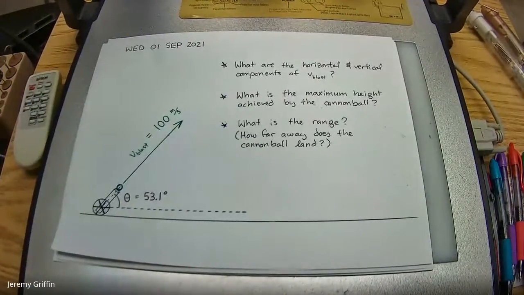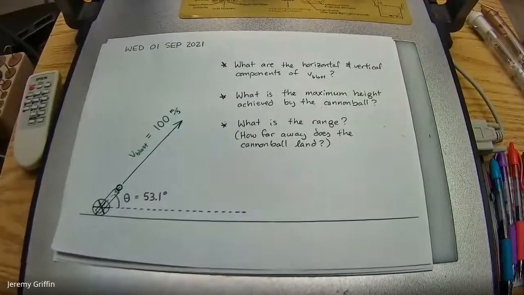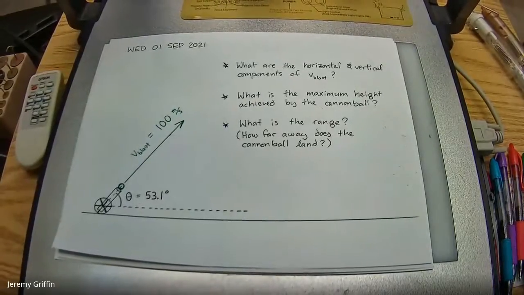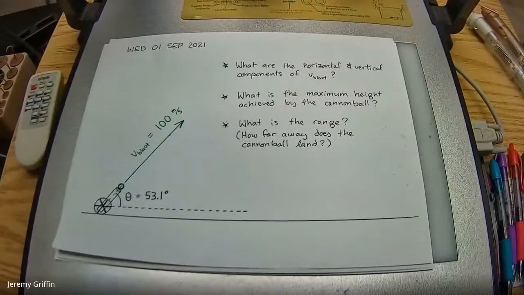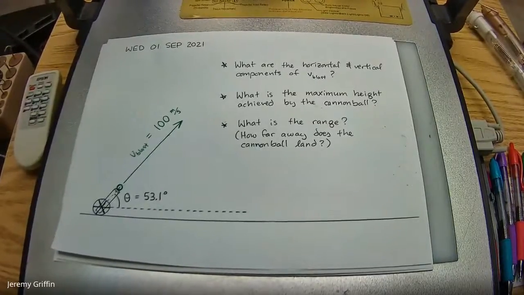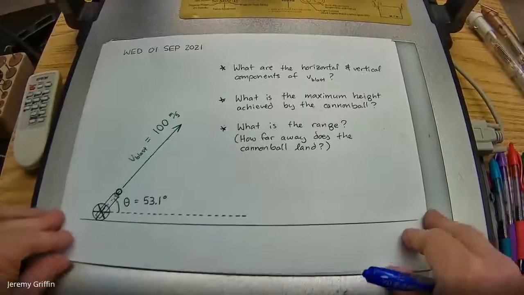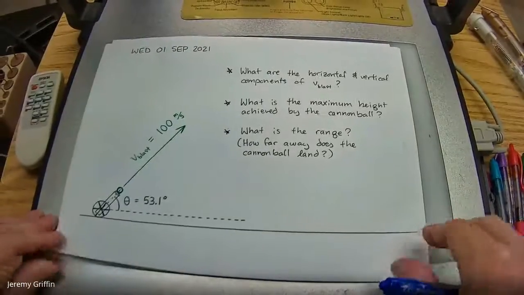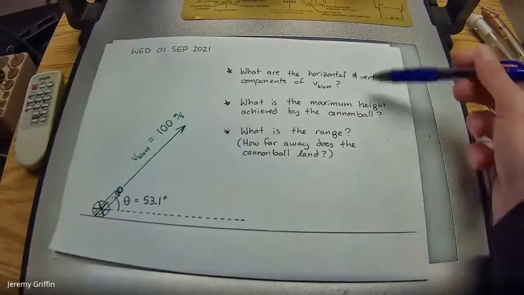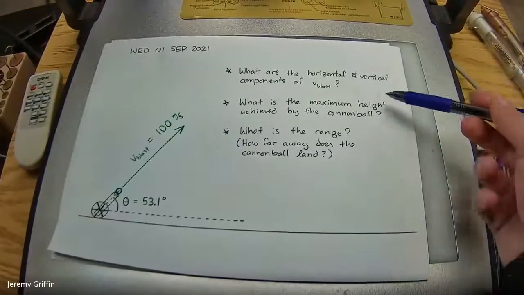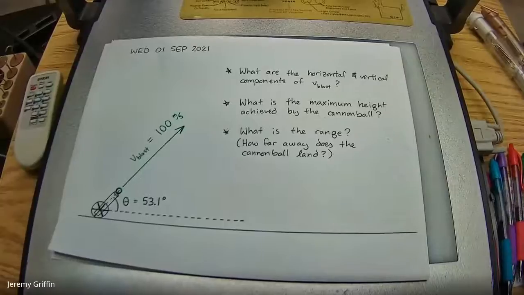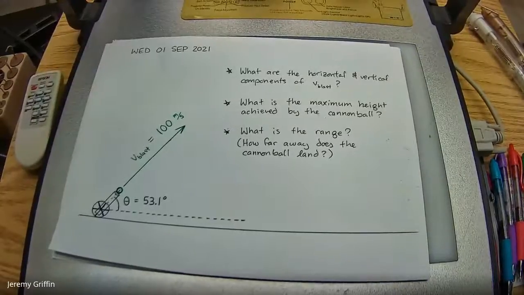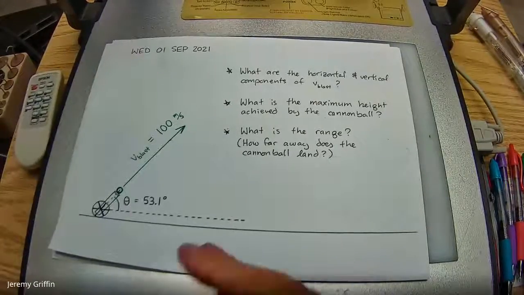All right, so I think we're ready for this. Suppose you did blast a cannonball at 100 meters per second at a 53-degree angle from the horizontal. 53 degrees. I bet some of you are looking at that angle saying, I know where Griffin's going with this. So a few questions about this. First of all, what are the horizontal and vertical components? That's going to be the first step, because to solve anything else, we've got to figure out what's going on strictly horizontally and vertically.